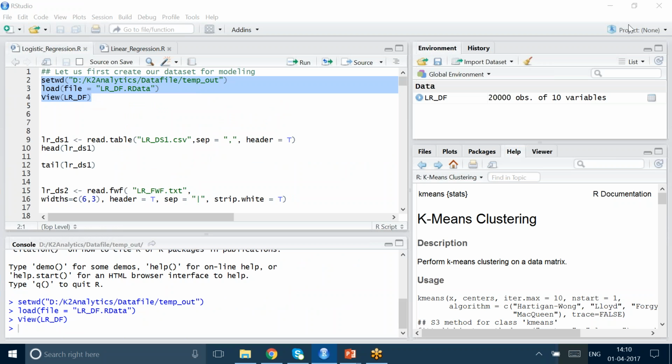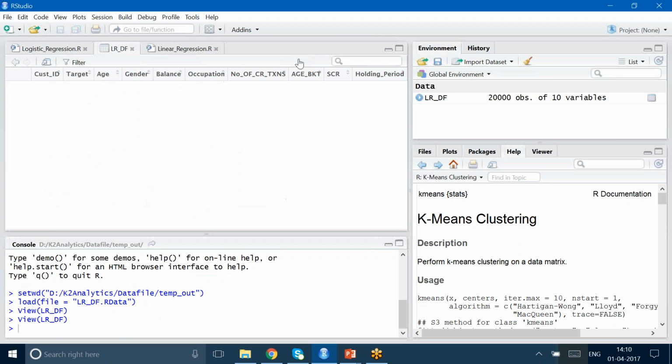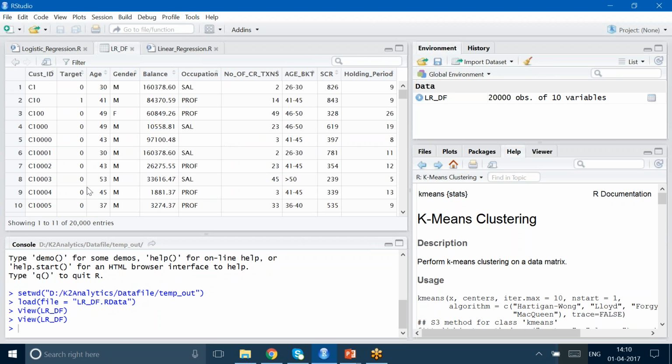So let us quickly create our data set. I have already shared with you this lrdf.r file. Parallelly, you can quickly run the code with me. So you have to run this part of the code. Set the working directory where LRDF is, and then load the file. By loading it, you will have this data available. Quickly, let me show this view. Just for your remembering, this is our target. These are our various predictor variables against which we are building the model.